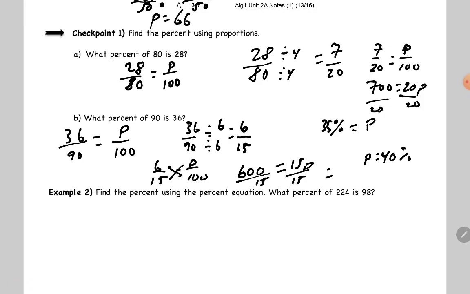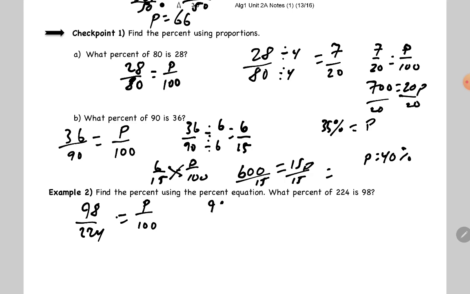So this is known as the percent equation: small over big, or piece over whole, equals percent over 100.